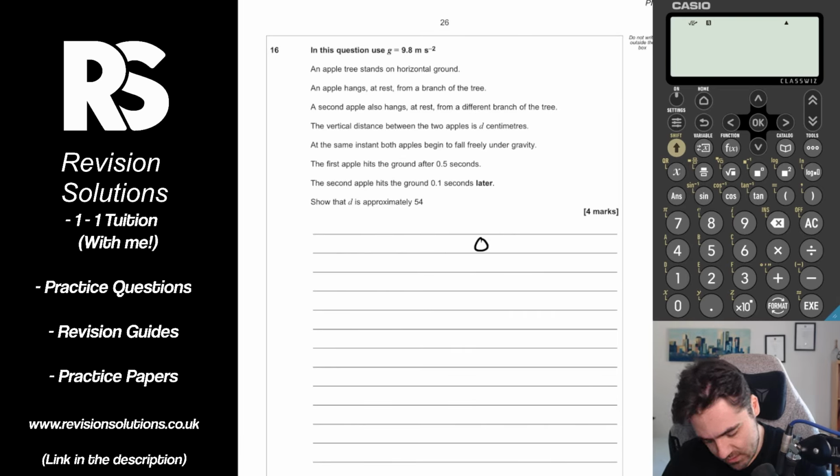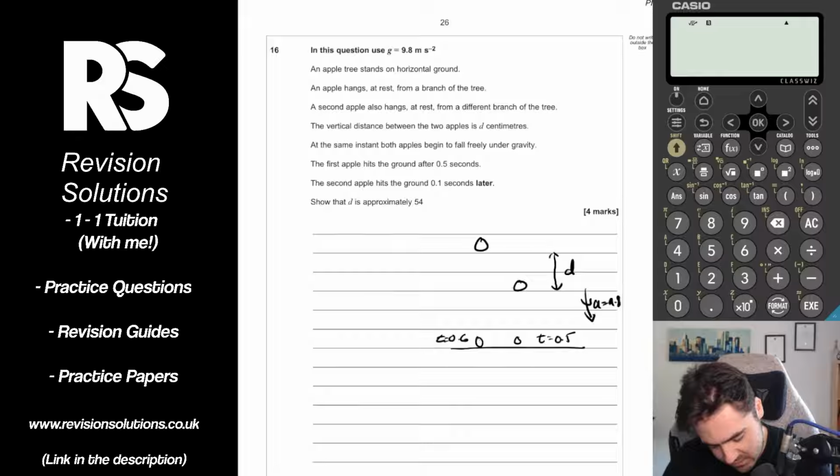Let's say we've got an apple here and an apple here, and we know this distance is d. At the same instant, both apples begin to fall freely under gravity. The first apple hits the ground after 0.5 seconds, and the second apple 0.1 seconds later. So they both eventually hit here. This one takes half a second. If it's 0.1 seconds later for the other one, it takes 0.6 seconds. And we know they're accelerating freely under gravity, so acceleration is just 9.8. It says show that d is approximately 54.